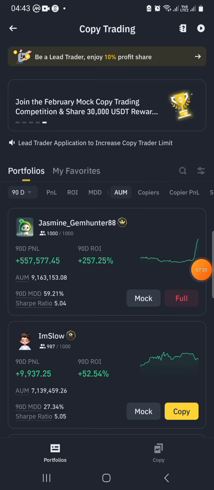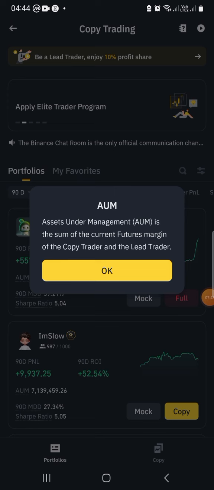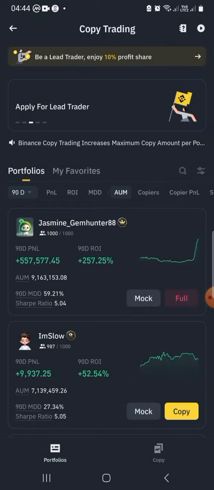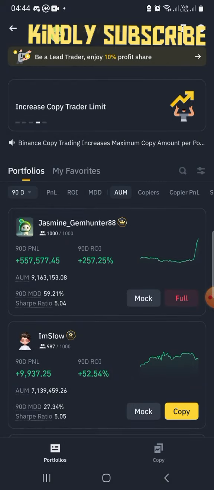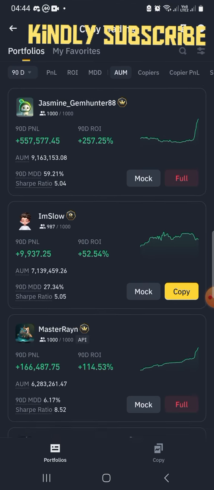So also on Binance, any of these parameters that are underlined, you can click on it and understand it if you don't really understand what it means. Let's just click on the AUM. You see that they bring the explanation: the sum of all the current futures margin of the copy trader and the lead trader, right? That's a helpful tool to help you understand some of these things. So let's move on.